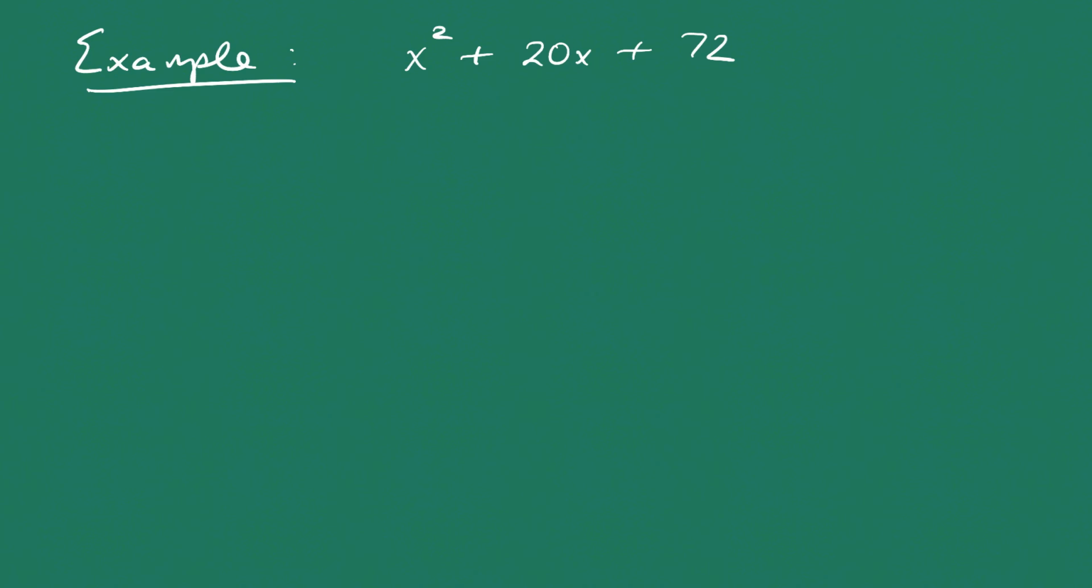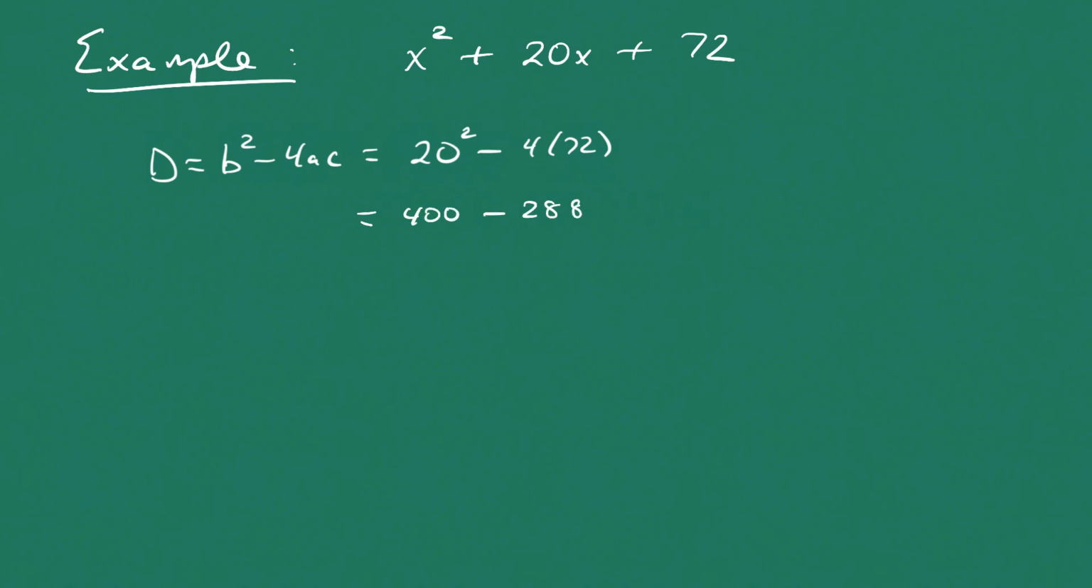So suppose we're given x squared plus 20x plus 72, and we're asked to factor this one. Well, if we look at our discriminant, b squared minus 4ac, we've got 20 squared minus 4 times 72, which is going to give us 400 minus 288, which gives us 112. Now we can pretty easily see that this is not going to be a perfect square. We've got 10 squared, which gives us 100. We've got 11 squared, which gives us 121, on either side of 112, so this thing is not a perfect square.